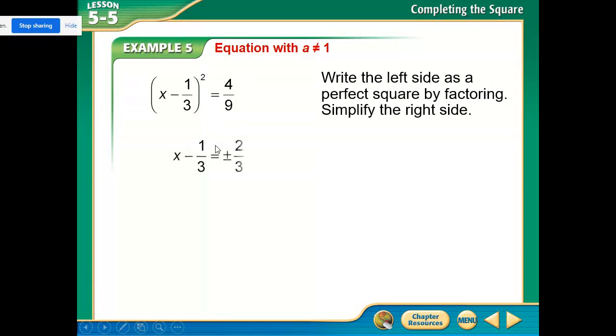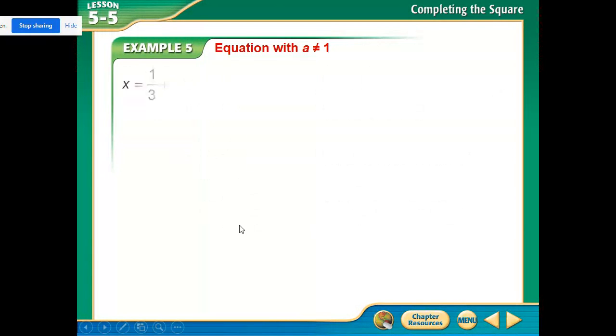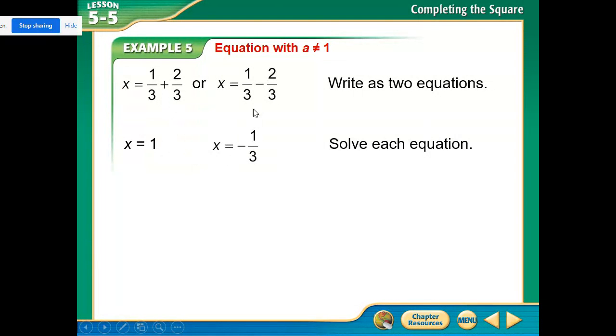Take the square root of both sides. Well, square root of 4 is 2, square root of 9 is 3. So now we have to just add 1/3 to both sides, so it's 1/3 with the plus or minus 2/3. So it's 1/3 plus 2/3 and 1/3 minus 2/3. 1/3 plus 2/3, that's just 1, and this is negative 1, so those are my two answers.